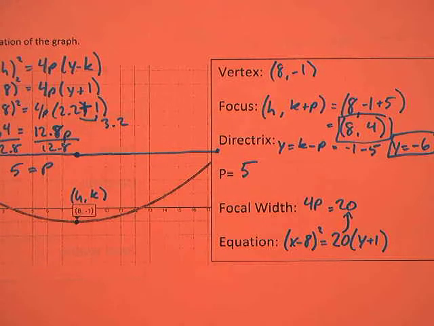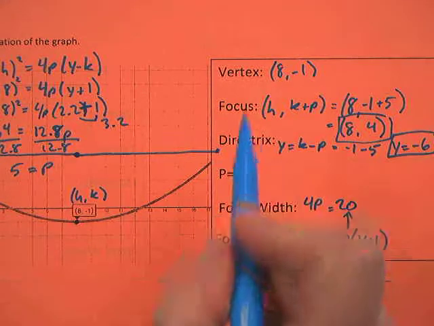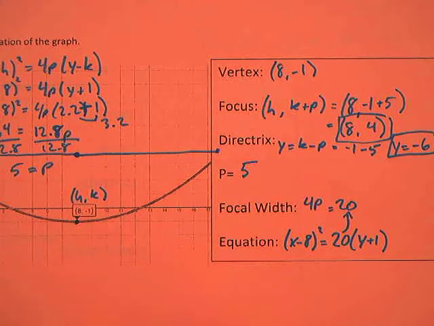Okay, so there we go. That's how we find the equation and all of these other things if we know the vertex and one other point.